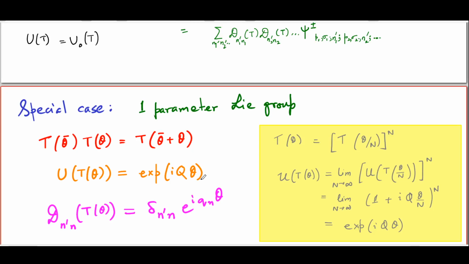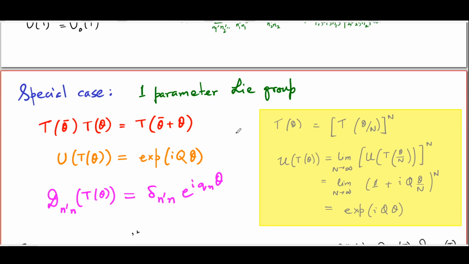Now, in particular, we could choose a basis in which capital Q happens to be diagonal with eigenvalues Q1, Q2, Qn and so on. In that basis, the corresponding matrix elements D_n'n corresponding to this T of theta will simply be diagonal, so it will have delta n'n. It will vanish whenever n' is not equal to n. And of course, the values will be e to the iQ1 theta, e to the iQ2 theta and so on. So, this is the expression that we have for D_n'n. This is the case for any single parameter Lie group. The corresponding matrix elements will have this particular form.